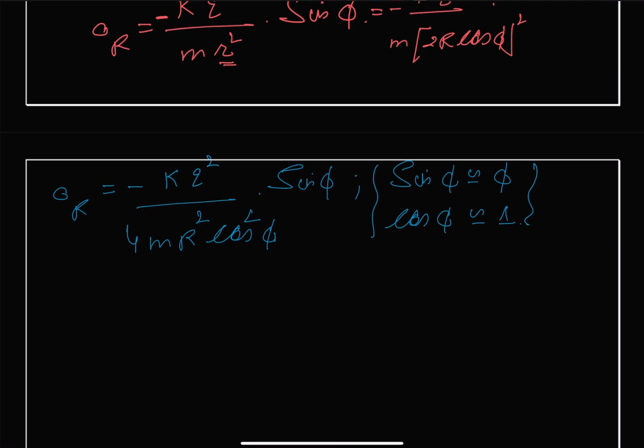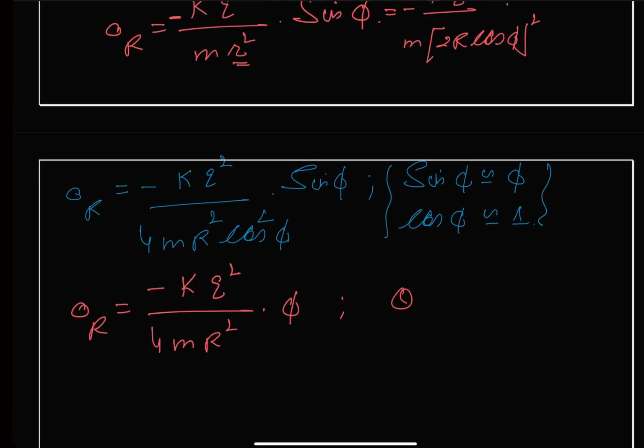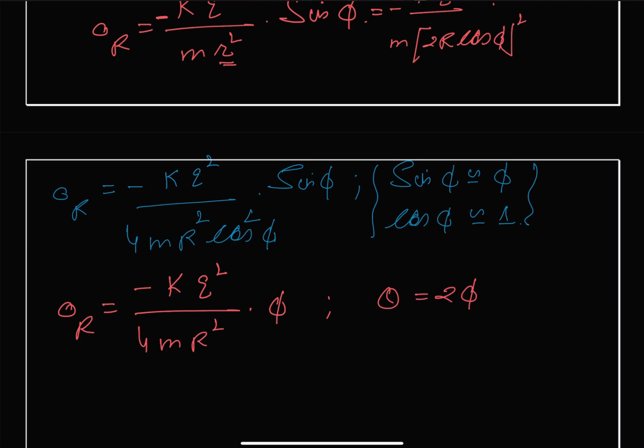So we substitute it, we get A_R is equal to minus KQ, and we have 4m R square, and multiply by phi. And we can define the relationship between theta and phi. Theta is the exterior angle, so we can say theta is equal to twice of phi. So from here you can write phi is equal to theta upon 2.